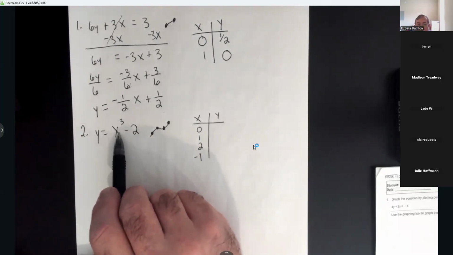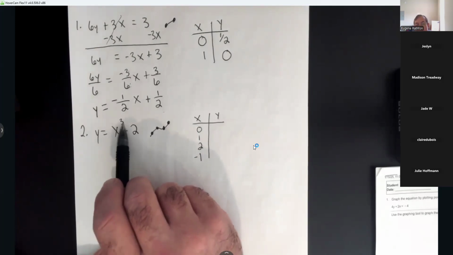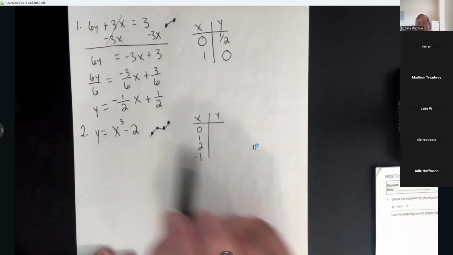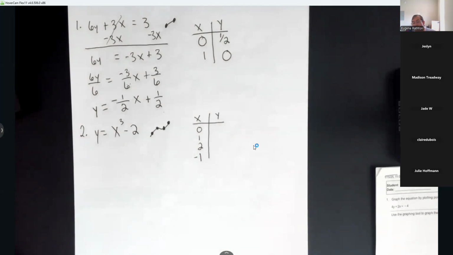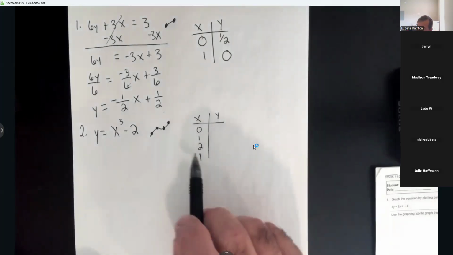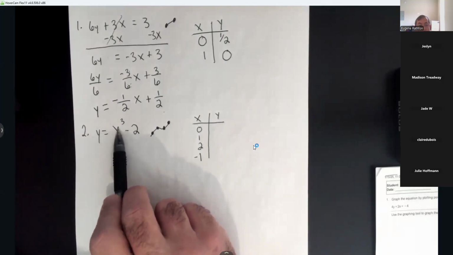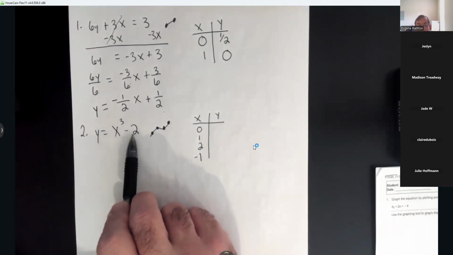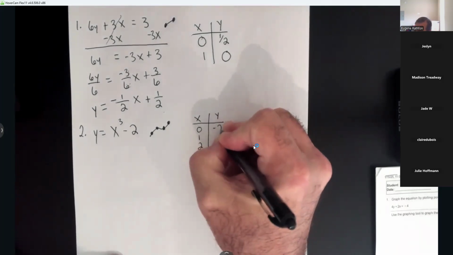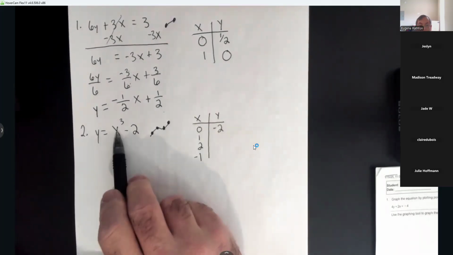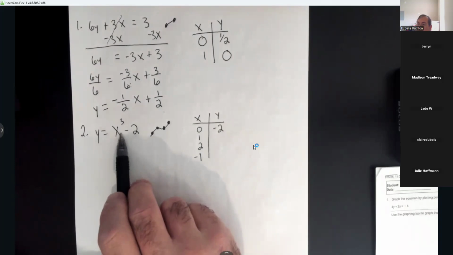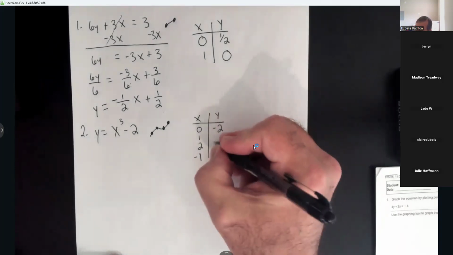Because if you put a 3 in here, 3 times 3 times 3 is 27. Minus 2 would give you 25. That's a big Y value, okay? So let me use my numbers. 0 cubed. 0 times 0 times 0 is 0. 0 minus 2 gives me a -2. If I put a 1 in here, 1 times 1 times 1 is 1. 1 minus 2 is -1.